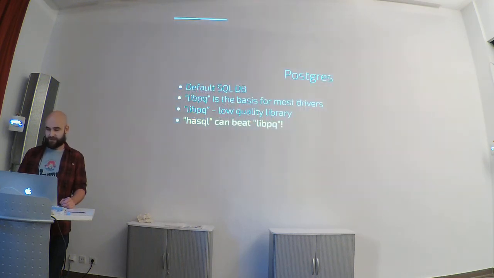But this means that Haskell gets an opportunity to beat libpq. Haskell can beat C, and this project is there to prove it. And it's not just a hypothesis, it's already proven. In some of the benchmarks, Haskell performs better than libpq by an exponential factor. This is because of the design decisions, and I'm gonna show it to you soon.